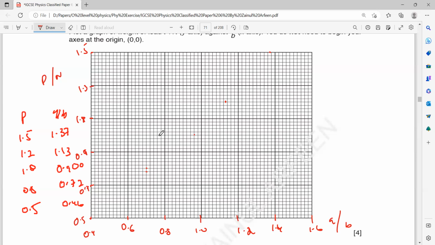This will be 0. 1 over B, this is 0.8, and yeah, P is 0.872. So this is 72. And then 0.5 and 0.46. So 0.42, 44, 46.